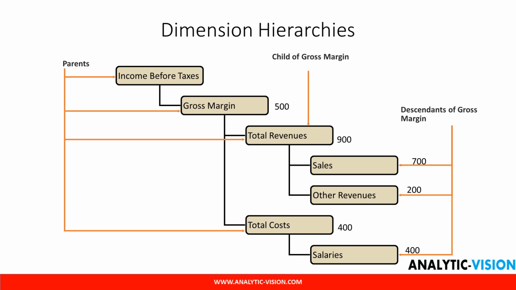The last thing is that we have base members. Base members are the items that are at the lowest level. They are basically items that have no children. The data gets loaded into the base members. Say for example, if you take total revenues as a parent, this parent has 2 children, sales and other revenues. For sales, total revenues, gross margin and income before taxes are my ancestors. For income before tax, these are all my descendants: gross margin, total revenue, sales, other revenues, total cost and salaries. Sales, other revenues and salaries are called base members or level 0 members. So we generally load the data at level 0 members and data gets aggregated based on my consolidation properties.